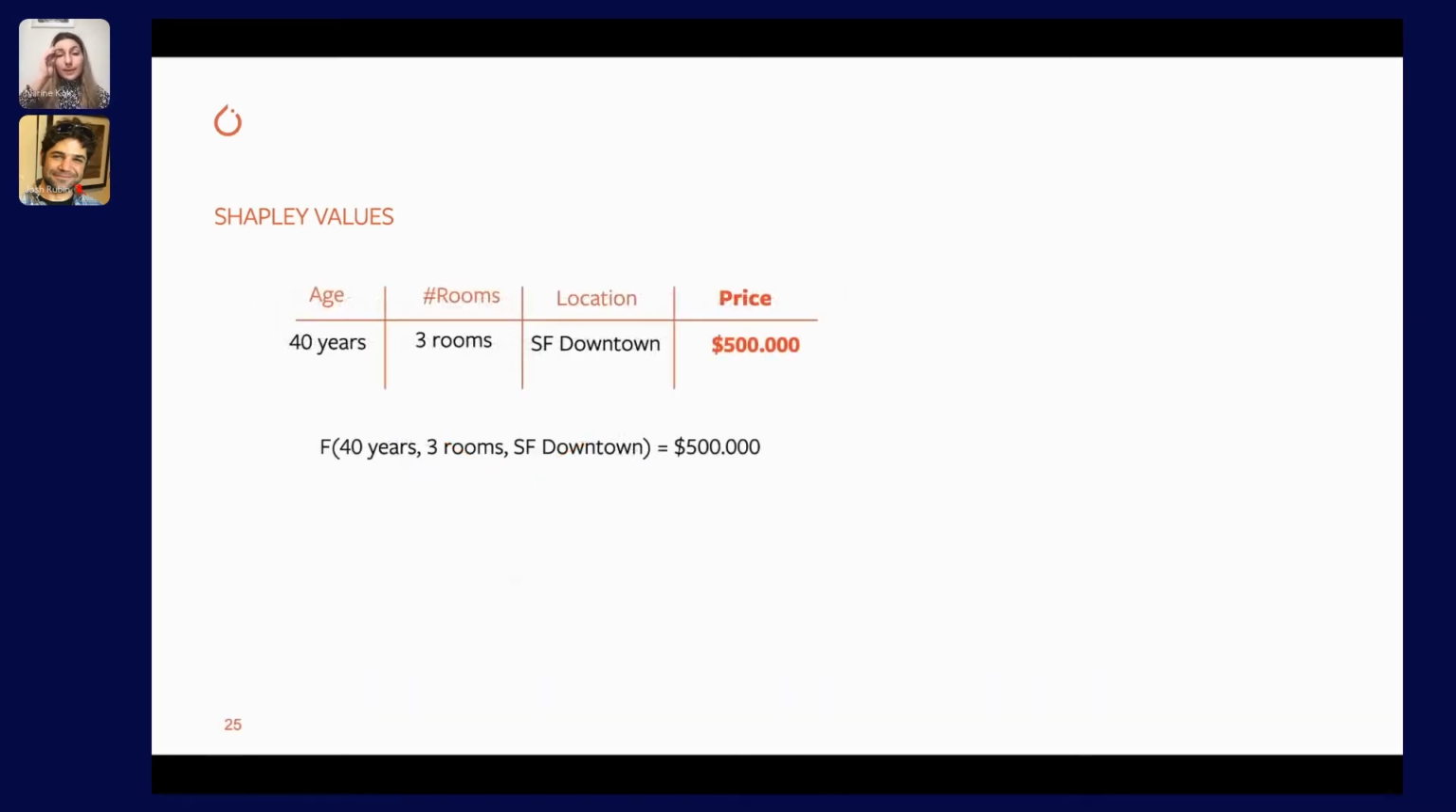So let's look into a specific example. Let's say we have a regression model that takes 3 different inputs, the age of the house, number of rooms, and location, and predicts the price of the house. In this specific case, we have a house that is 40 years old, has 3 rooms, is located in San Francisco downtown, and it costs $500,000. So the goal is to understand what are the contributions of each of those 3 features for the prediction.